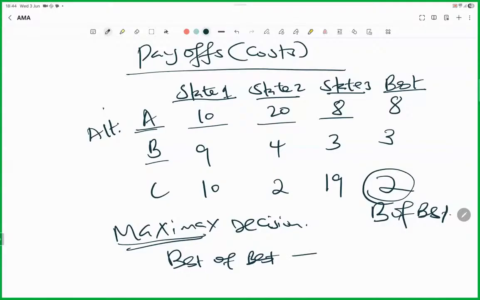Yeah. So in this case here, the correct answer is supposed to be what here? C. And nobody got this.